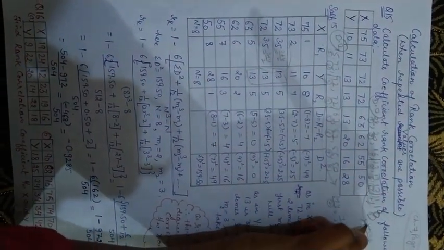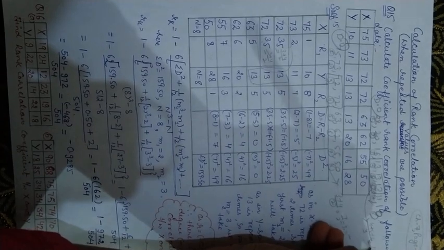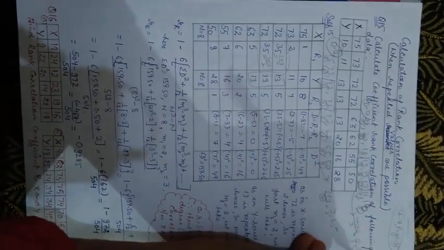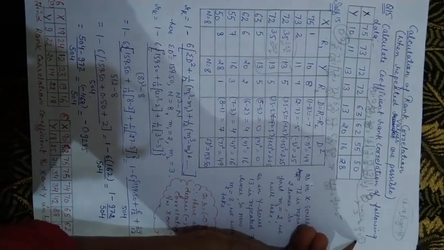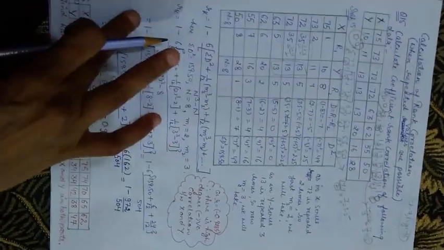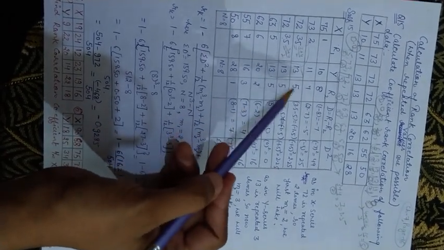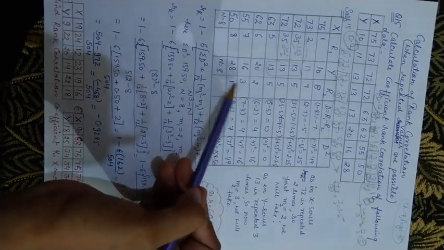Now 5 plus 4 is 9, plus 6 is 15, divided by 3. That is 5. So what rank do you have to give to all 3 values? That is your 5. So let's write the ranks. 10 is 8, 11 is 7. These are 5, 5 and 5 as we have calculated. Then 2, 3 and 1. Then the process is the same.